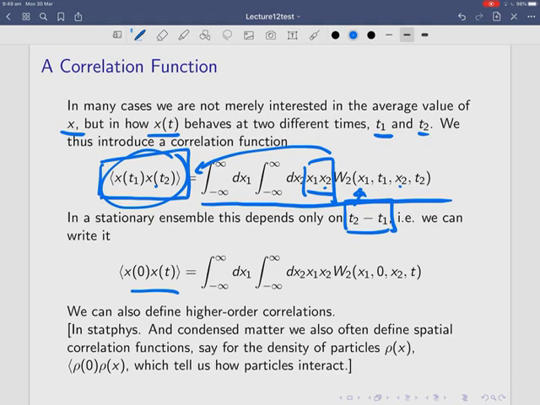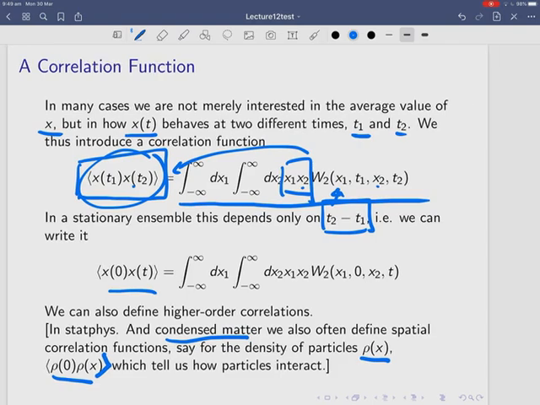In statistical physics, and particularly in condensed matter physics, we also often define spatial correlations. So the density of particles, for instance, rho of x, we can define a correlation function like that, which tells us how the particles interact.